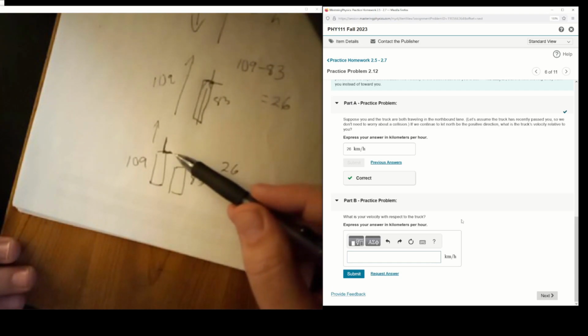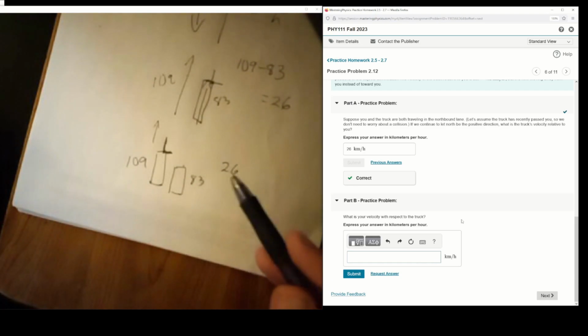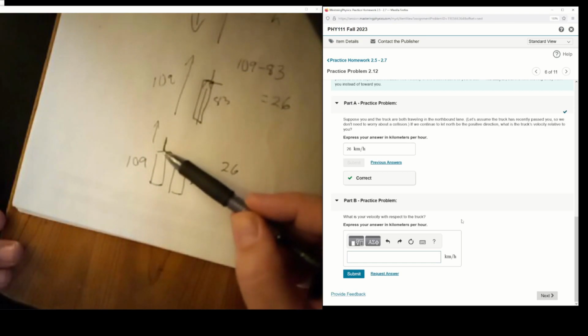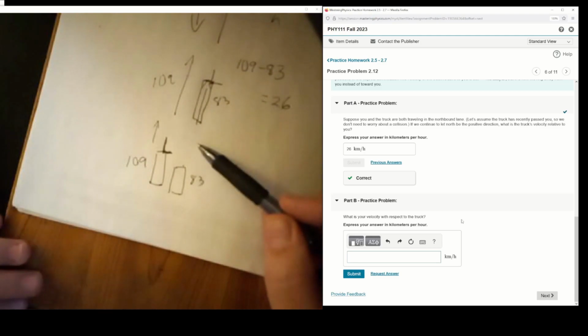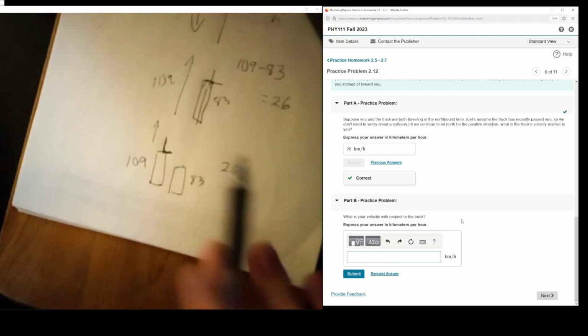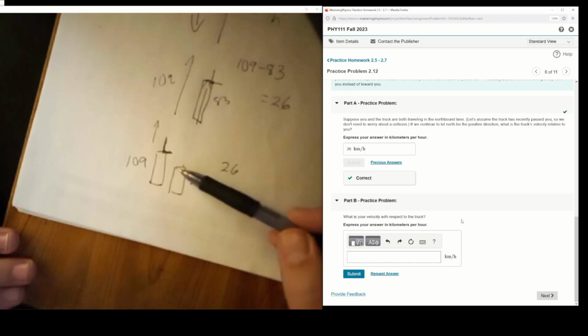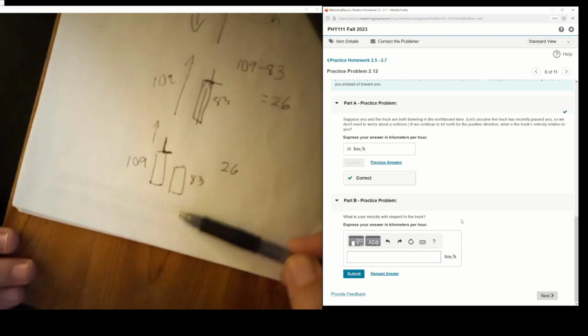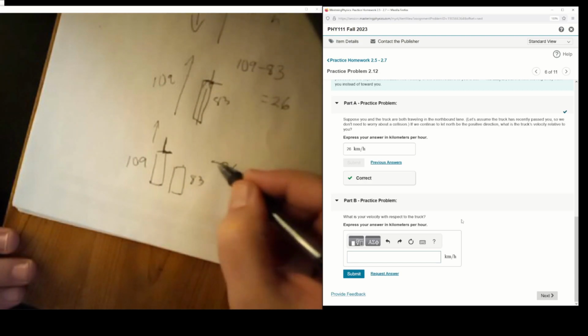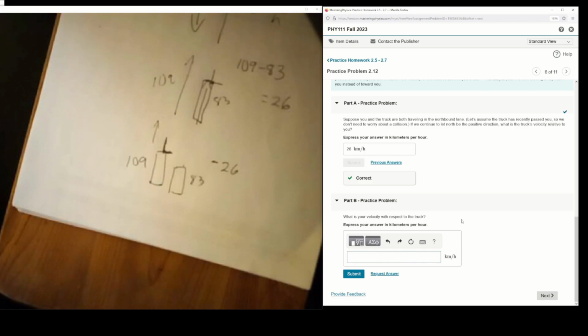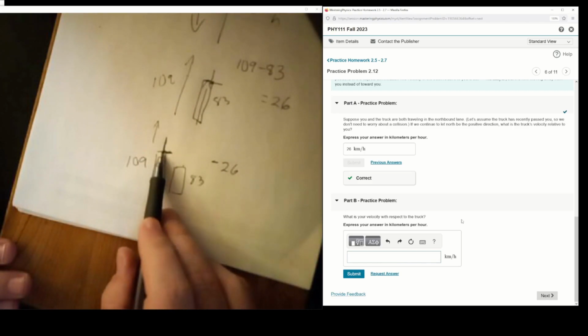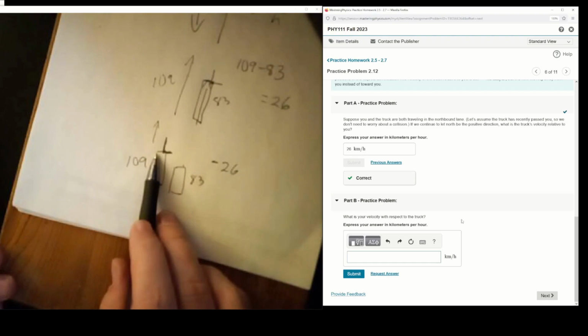But in this coordinate system, try to imagine if you're sitting on this truck while it's moving and you had no other reference to look at, like buildings and trees and stuff, it would look like the car is just moving backwards to you at minus 26. So that would be if we put the coordinate system on the truck this time.